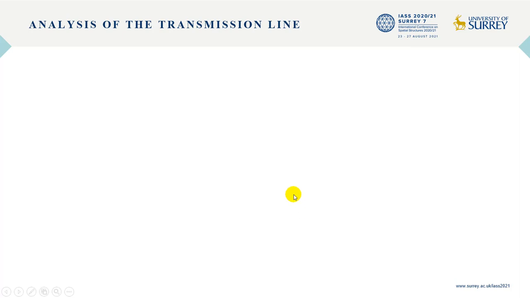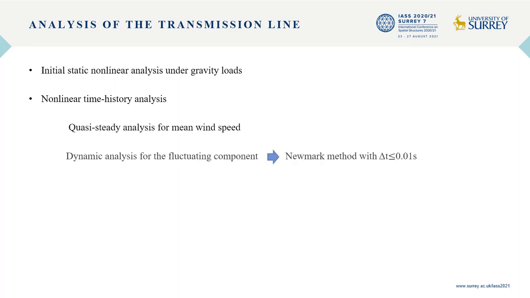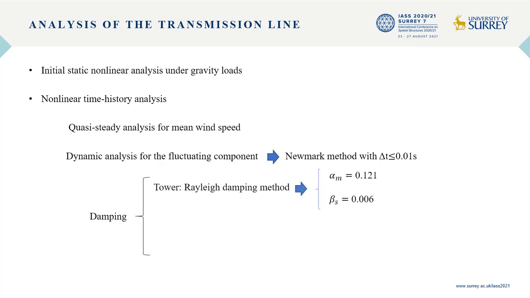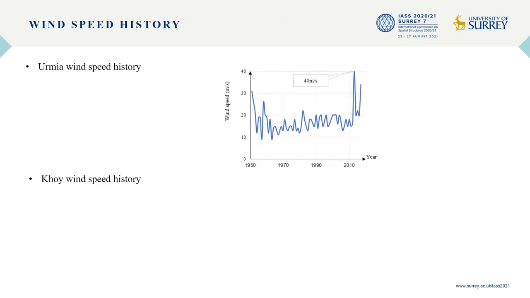The analysis of transmission line was started with an initial static nonlinear analysis under gravity loads. Then a nonlinear time history analysis was applied in 2 steps. Quasi-steady analysis for mean wind speed, and dynamic analysis for the fluctuating component by Newmark method with time interval less than or equal to 0.01 second. In this analysis, damping of the tower was applied by Rayleigh damping method and aerodynamic damping for cables.